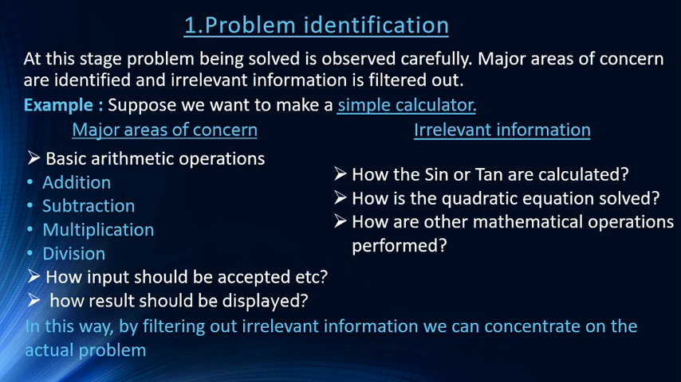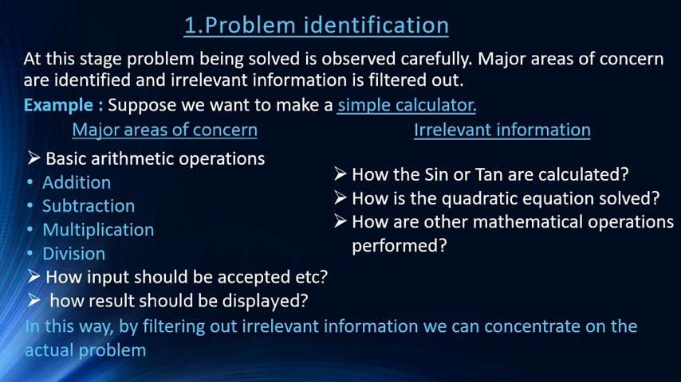Irrelevant information is how the sine or tan are calculated, how the quadratic equation is solved, how other mathematical operations are performed. These all are irrelevant information for this problem, so we shall not bother about these. In this way, by filtering out irrelevant information, we can concentrate on the actual problem.